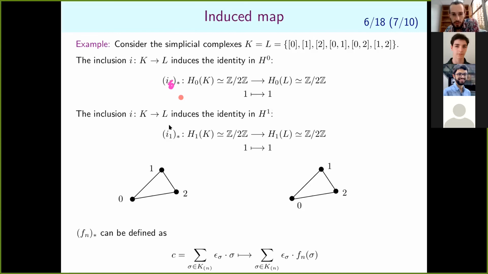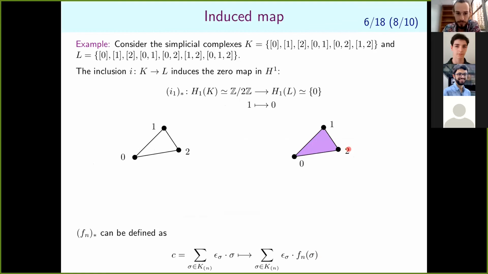Now, what is the induced map between H1 groups? The H1 of K is Z over 2Z, because I have one cycle that is not a boundary. Same for L. And again, I1 star is the identity. You map the element 1 of Z over 2Z to the element 1 of Z over 2Z. So the identity map induces the identity between homology groups.